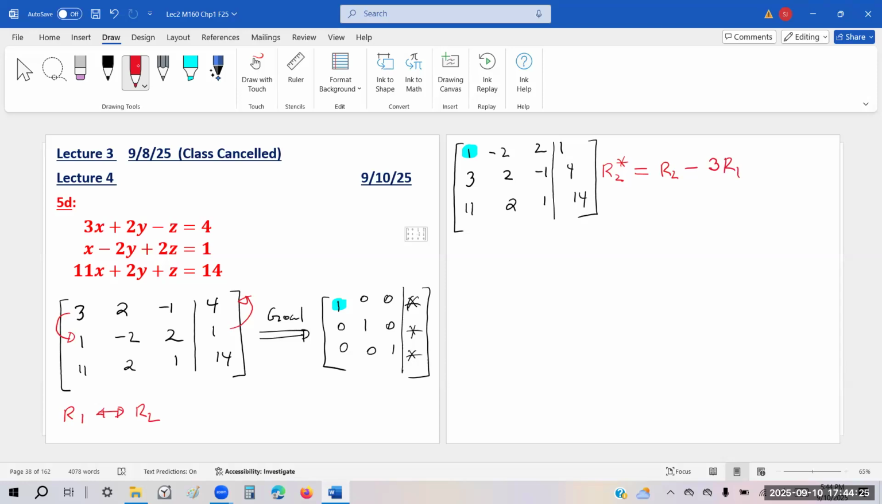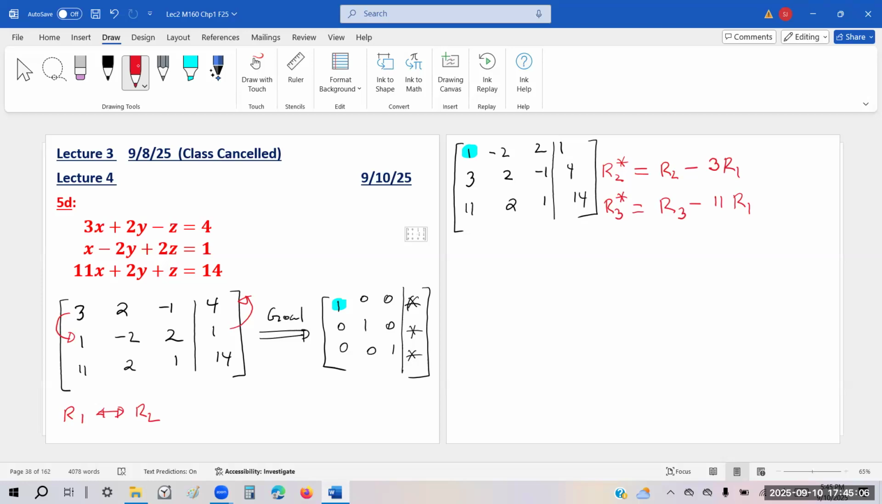We can also at the same time make this 11 into 0 by multiplying this by 11 and then subtracting from row 3. You can change 2 rows or 1 row at the same time, no problem. So a new row 3 will be the old row 3, meaning the current row 3, and you're going to subtract 11 times row 1. I'm still using row 1 to get rid of both row 2 and row 3. We are allowed to do so.